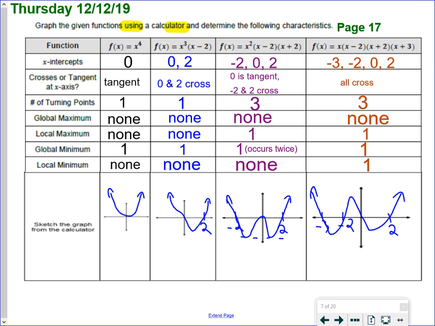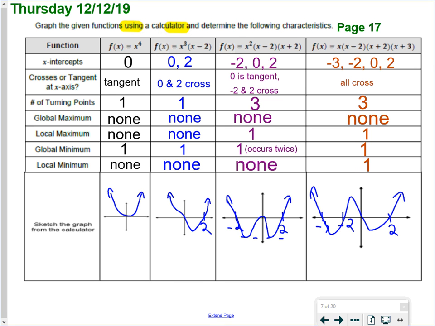I'm not going to go through every single function by itself, but what I do want to touch on is the third column, f of x equals x squared times x minus 2 times x plus 2, where it says global minimums. We have 1 global minimum that occurs twice. In other words, I guess you can kind of say we have 2 global minimums. They have the same y value, so they're both the absolute minimum, or the absolute smallest points on the graph, but they're 2 different points. So we have 1 global minimum that happens twice. Okay?